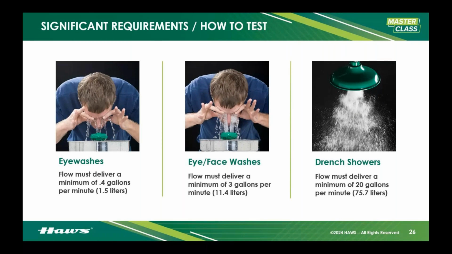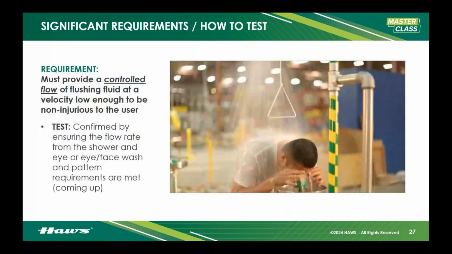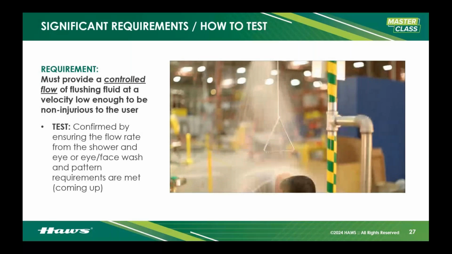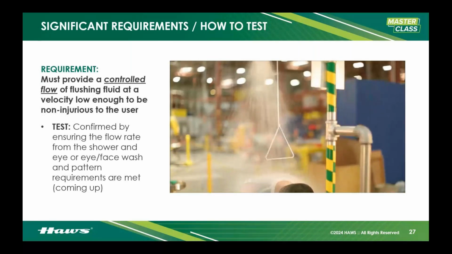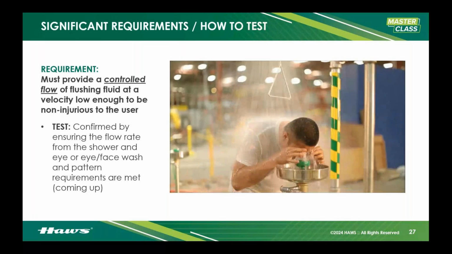And victim comfort should be one of the considerations. If you're dumping 40 gallons per minute on top of somebody whose skin is already in bad shape, there's no way they're going to be able to stay in there, even out of desperation. Try to focus on equipment that is focused on victim comfort, that has an even distribution of water, and is non-injurious. Which brings us to the next requirement. The equipment itself has to provide a controlled flow of flushing fluid, and it has to be at a velocity that is low enough to be non-injurious to the user.